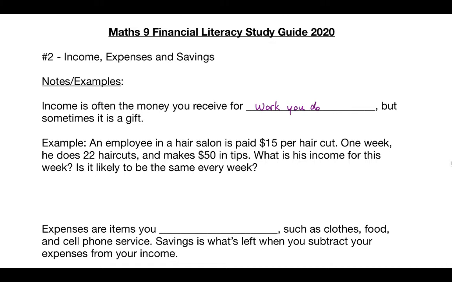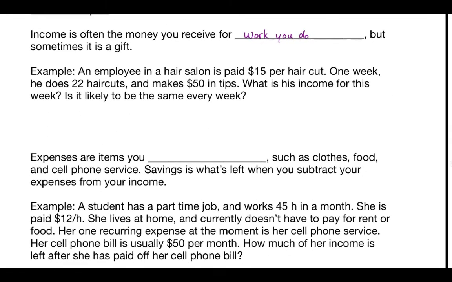Now, for example, let's say there's an employee in a hair salon who's getting paid $15 per haircut. One week, he does 22 haircuts and also makes $50 in tips. The question is, what is his income for this week? And then a follow-up question, is it likely to be the same every week?